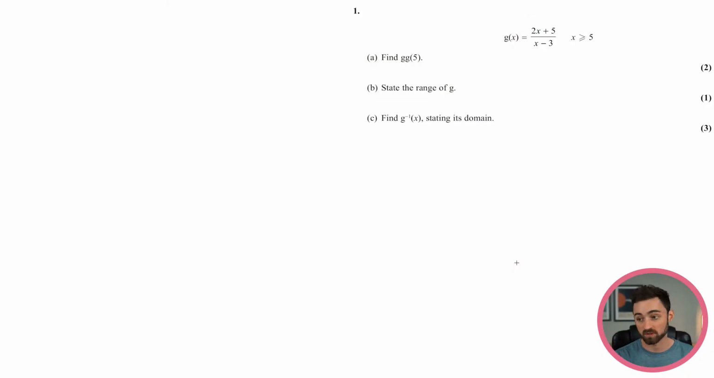So question one says g of x equals 2x plus 5 over x minus 3. Find g of 5. What does g of 5 mean? Something that I really like to do is the following. Put a bracket, a square bracket, circular bracket, whatever, around this g of 5 on the right. Because now what this really highlights is the following. It's saying I've got this g function, and the thing I'm putting into it, instead of the x, is just g of 5.